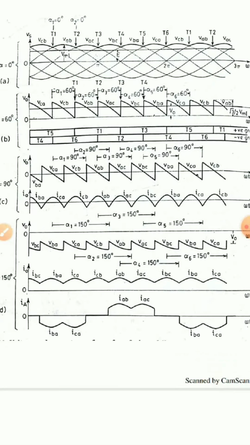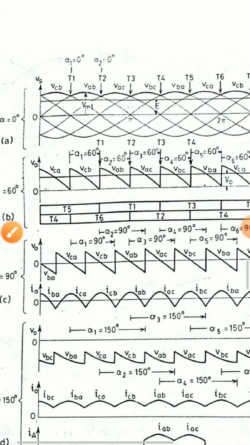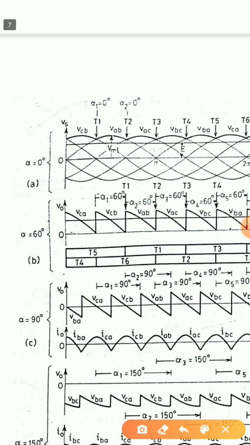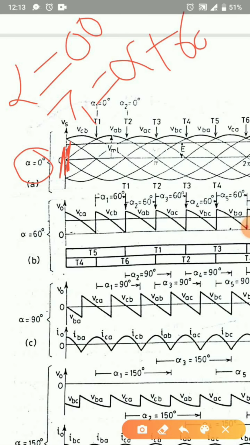Now let us look at how this is operating. Let us look at the first waveform. In the first, the firing angle is 0 degree. So firing angle is 0 degree means that at this point my thyristor will turn on. If my firing angle is 0 degree, then for thyristor T1 to turn on, I have to do alpha plus 60 degree. That gives me the instant at which my thyristor T1 will turn on.